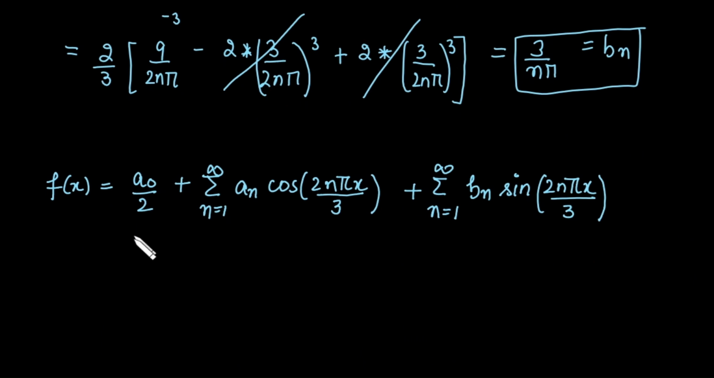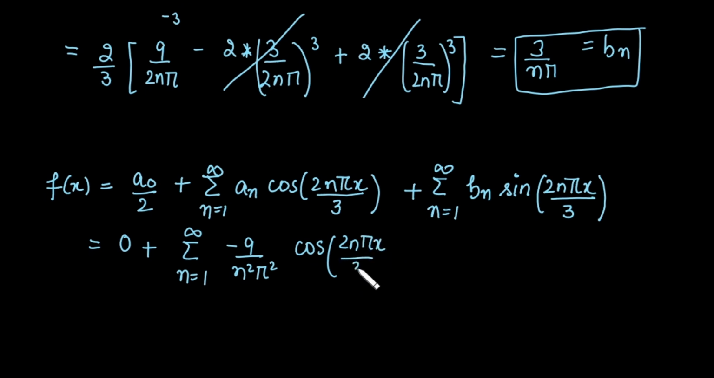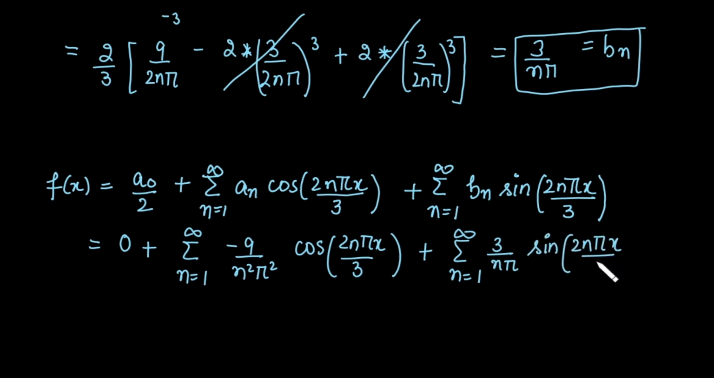So finally, the Fourier series is equal to the value of A naught is 0 plus summation n from 1 to infinity. An is minus 9 upon n square π square cos of 2nπx by 3 plus summation n from 1 to infinity. Bn is 3 upon nπ sine of 2nπx by 3.